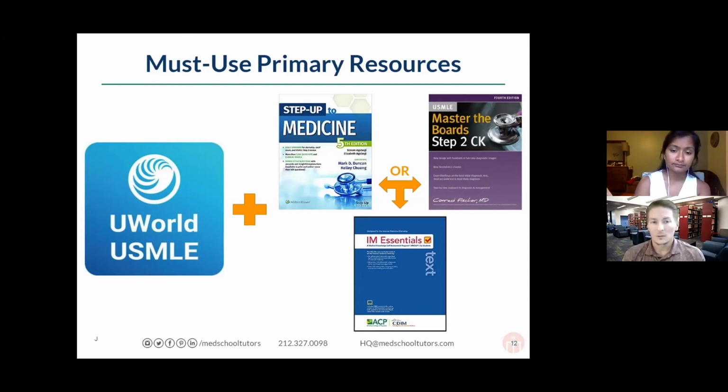So can we use other question banks like AMBOSS, which is my personal second favorite nowadays? Yes, they can be used supplementarily, but you can't necessarily incorporate that and try to complete all of the questions in AMBOSS and all the questions in UWorld without a surfeit of time. So most likely, most students will only need to use UWorld.